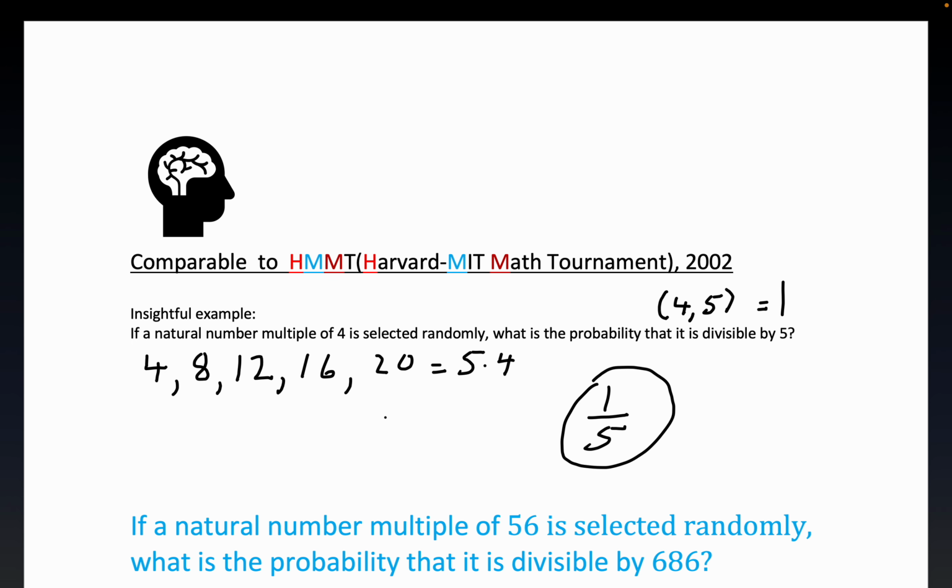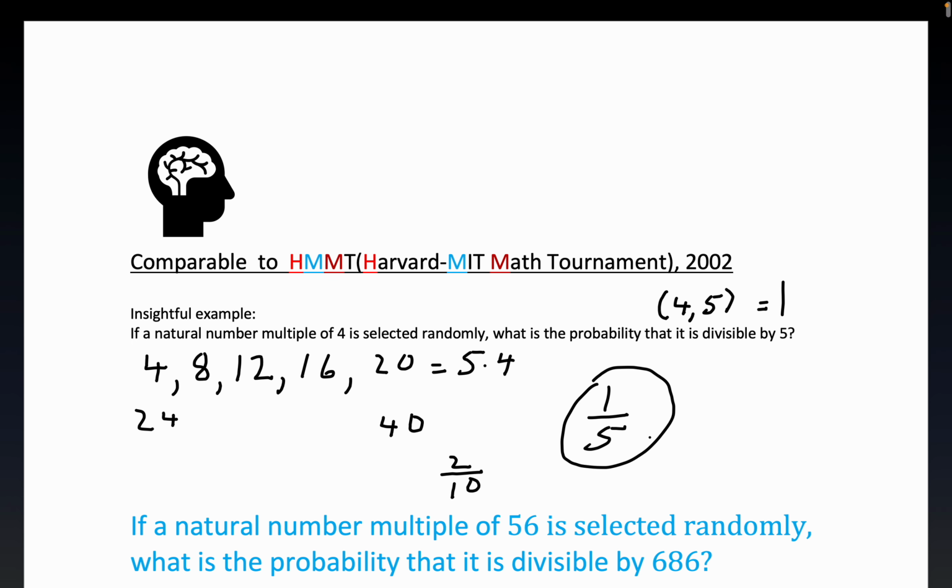I could go further with this. The next multiple would be 40, right? Where that was divisible by 5. What would be the next one here? 24. But you see, what we would get here, we would only get 2 over 10. 2 over 10 of these multiples would be divisible by 5, namely 20 and 40. So this would go on ad infinitum in a periodic sort of way. So anyway, the answer to this example is 1/5.